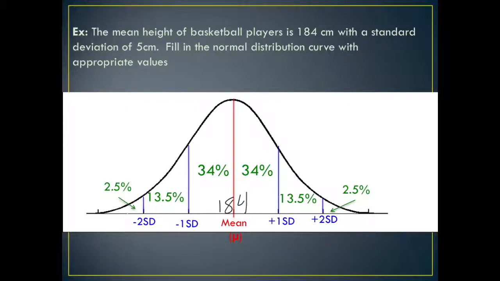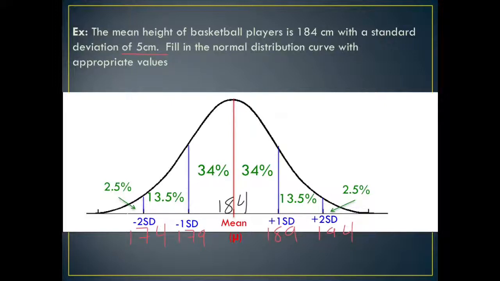As you move to the right, we are adding our standard deviation. In this case, the standard deviation is 5 centimeters. So if I add 5 centimeters to 184, I now have 189. If I add 5 again, now I have 194. As you move to the left, we're subtracting the standard deviation. So if I subtract 5, then I have 179. And if I subtract 5 again, I have 174.